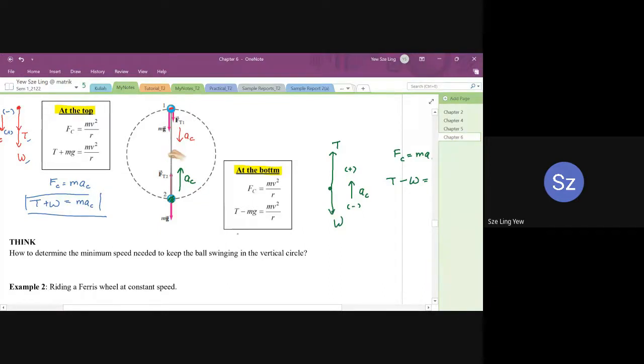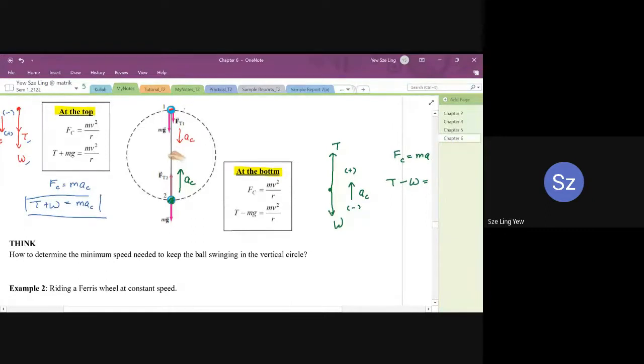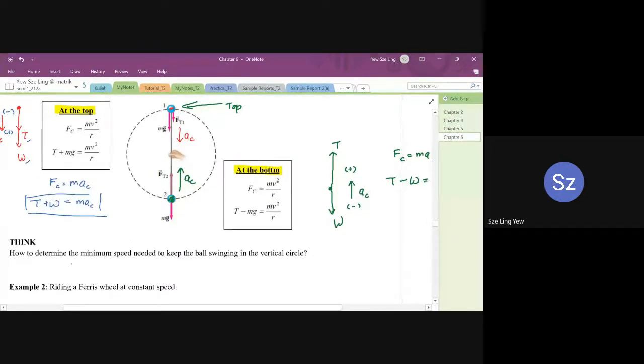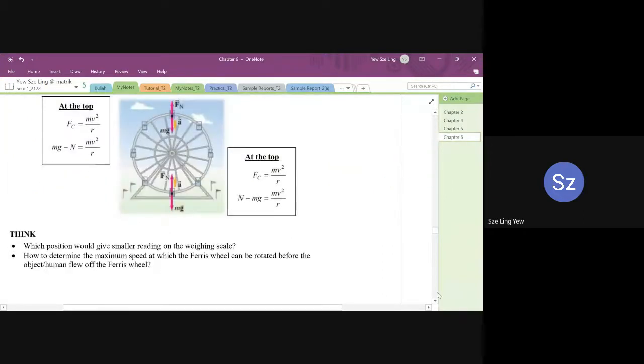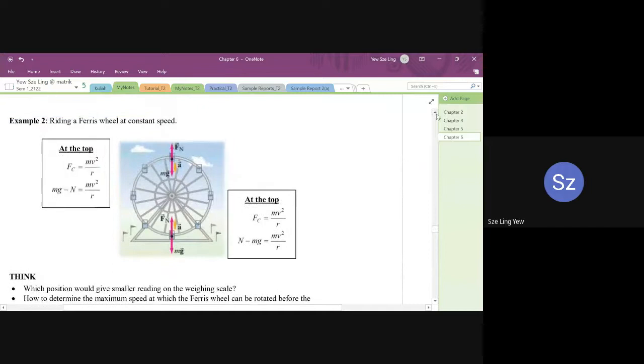Okay, string will experience tension if the object is moving in a circular motion. All right, so in this case, usually it will ask you, what is the minimum speed to keep the object swinging in a vertical circle? Then you have to look at the top. If the object doesn't have enough speed to move in a vertical circular motion, what is going to happen?